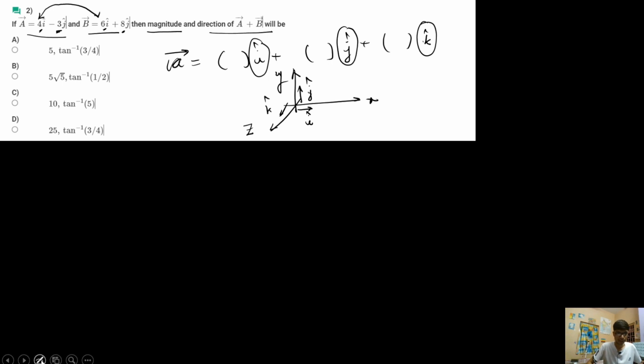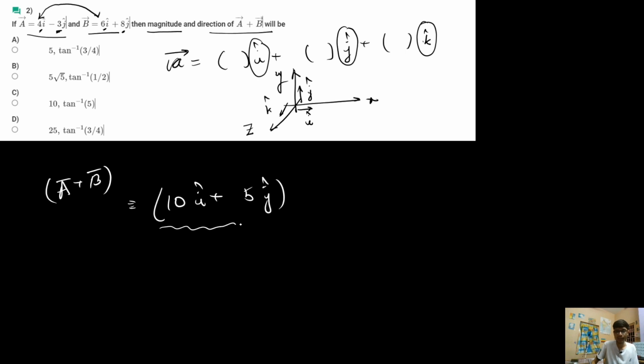So let me solve and get to the result. If I calculate A vector plus B vector, from the discussion that the individual components get added, this is 4 plus 6, that is 10 of i cap, plus 8 minus 3, which is basically 5 times j cap.